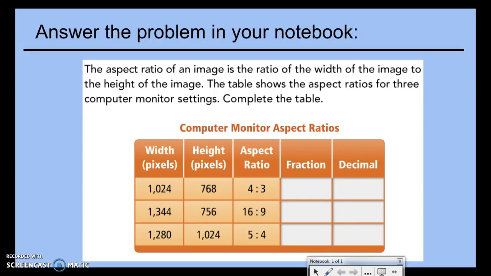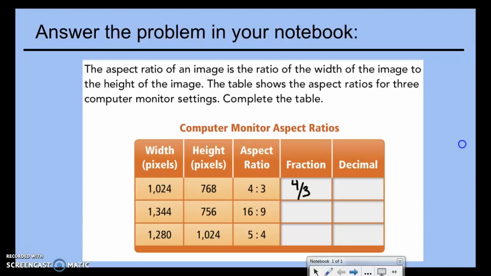The aspect ratio would originally be 1024 to 768, and you can reduce that down to 4 to 3. Now what you have to do is figure out how to write 4 to 3 as a fraction, and then as a decimal. Okay, let's do the first one together. So 4 to 3, we talked about when you have a ratio, your first number is going to be your numerator, and then your 3 is your denominator. You guys got that one down.